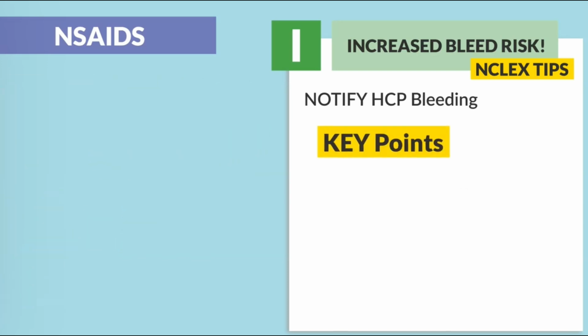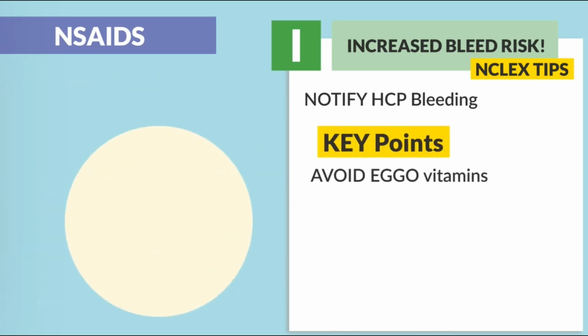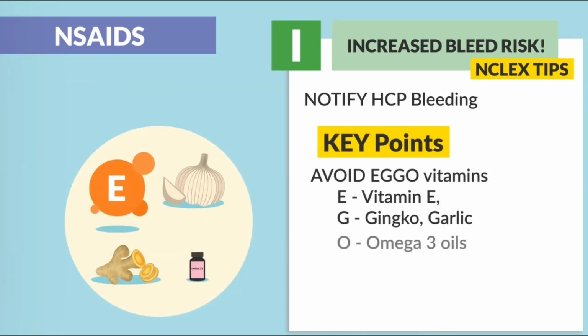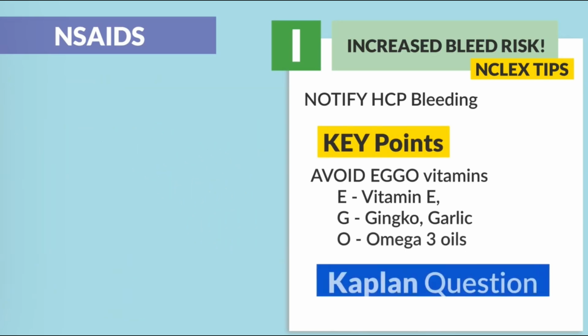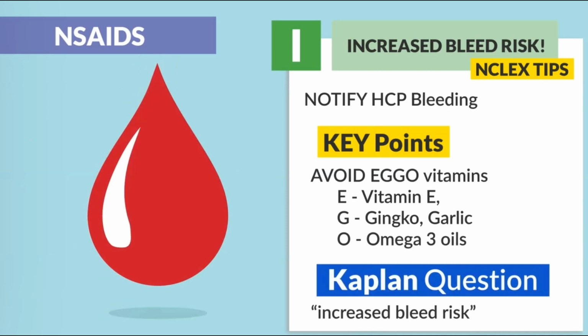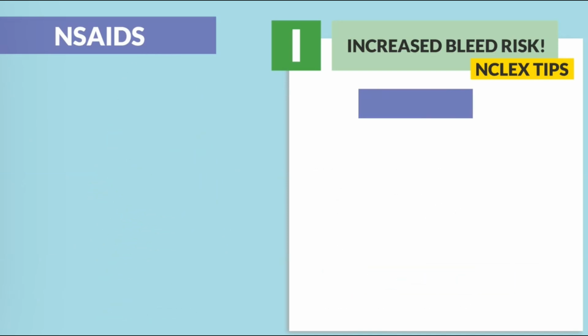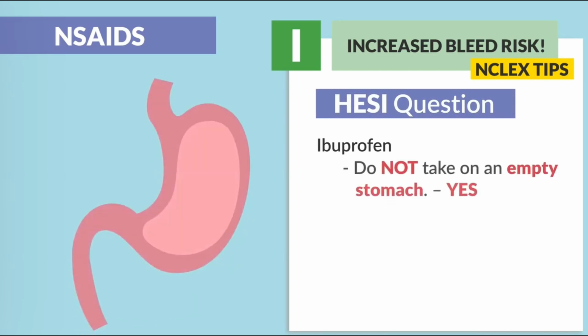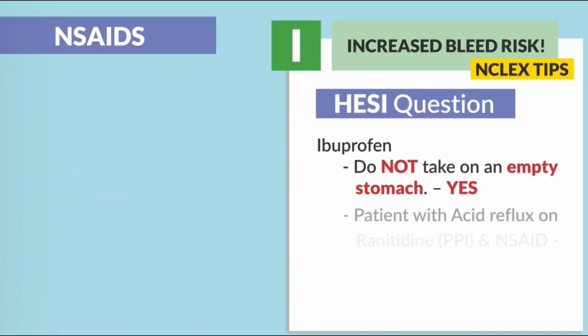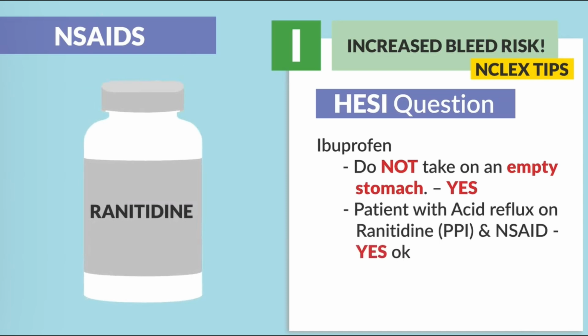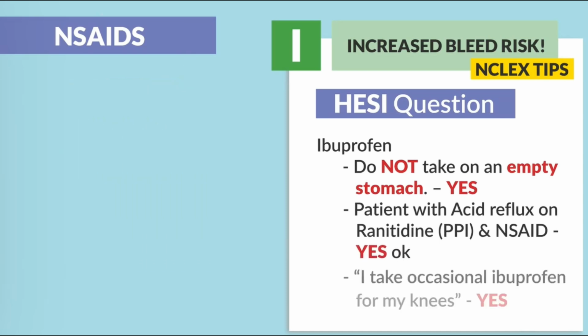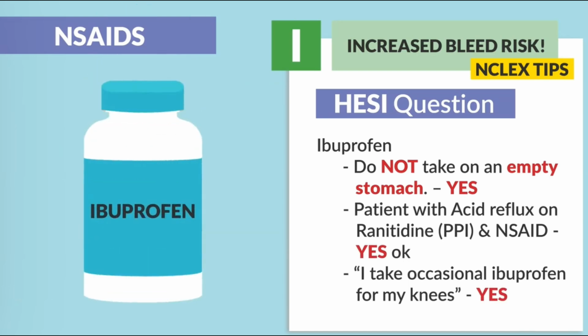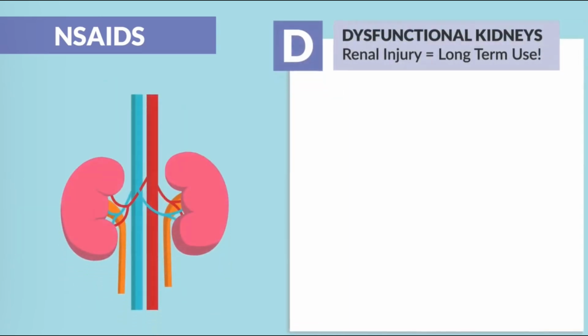Now the big key points, we avoid EGO vitamins. So guys, no vitamin E, ginkgo, garlic, and even omega-3 oils. Kaplan states that these should not be mixed with NSAIDs due to the increased bleed risk. Now the HESI also asked about ibuprofen. So here's some key words here. Do not take on an empty stomach. Perfect. Patient with acid reflux on ranitidine, a PPI. Yes, it's okay to take. And I occasionally use ibuprofen for my knees with a rheumatoid arthritis patient. So yeah, that's perfect.